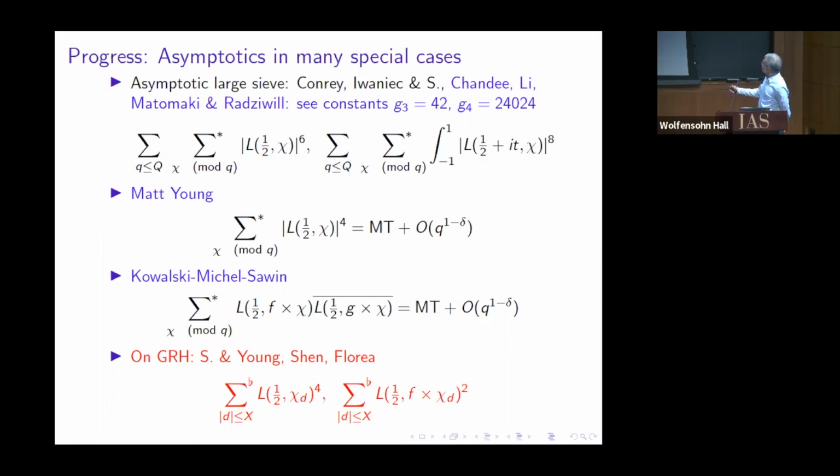Earlier, Conrey, Iwaniec, and I had done a version of this calculation where we had a little small integral, like in the 8th moment here, but they were able to remove that imperfection and get the sixth moment just at the central value. And you can see the same constant 42 show up in the answer there. And they've also been able to evaluate the eighth moment with a little small integral here and recover the 24,024 that was conjectured for the eighth moment.